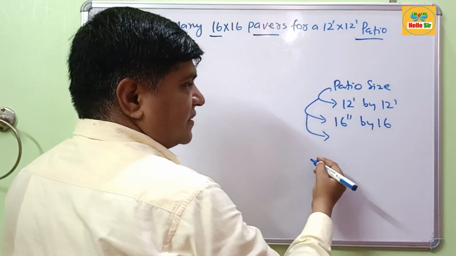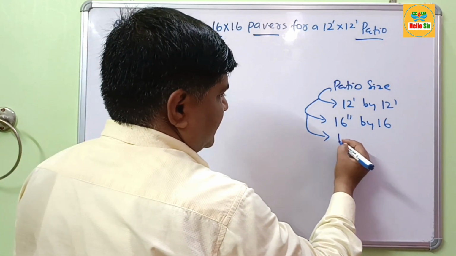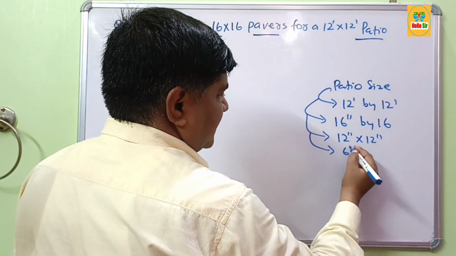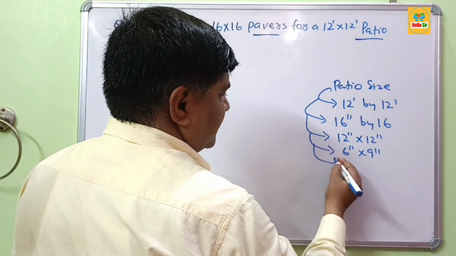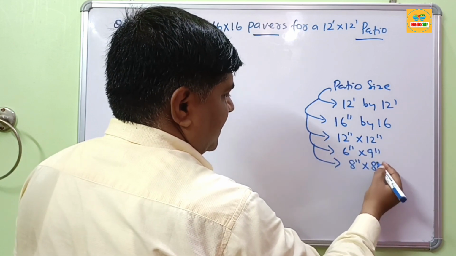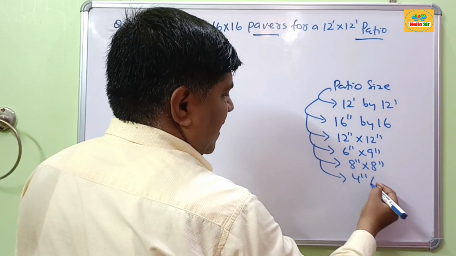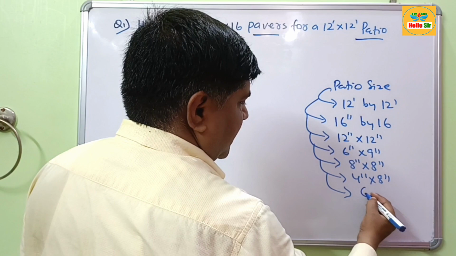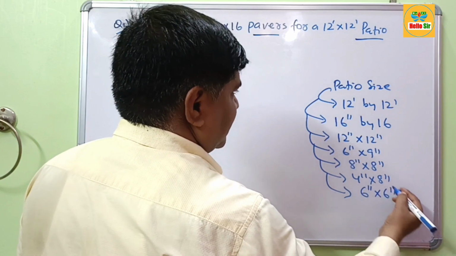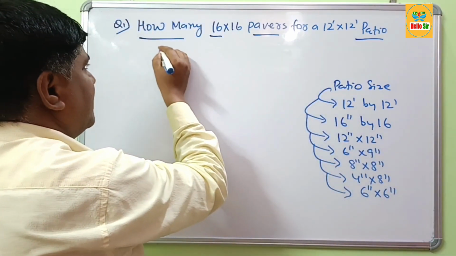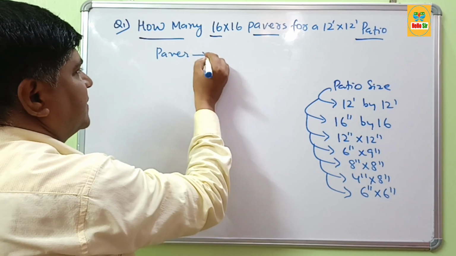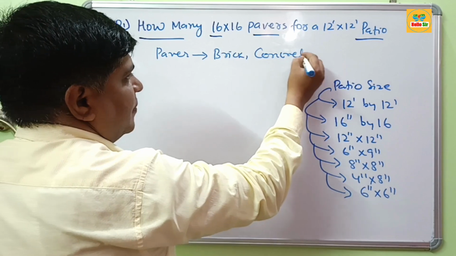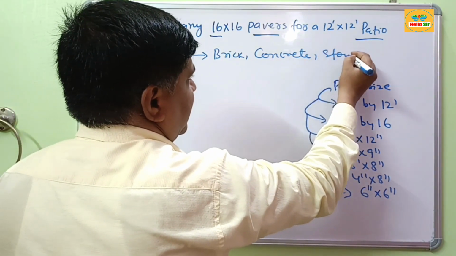Other paver blocks come in various sizes: 12 inches by 12 inches, 6 inches by 9 inches, 8 inches by 8 inches, 4 inches by 8 inches, and also 6 inches by 6 inches. And the paver may be either a brick paver, concrete, or a stone paver.